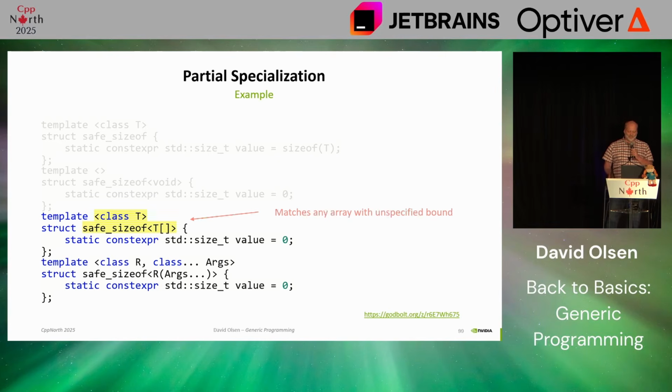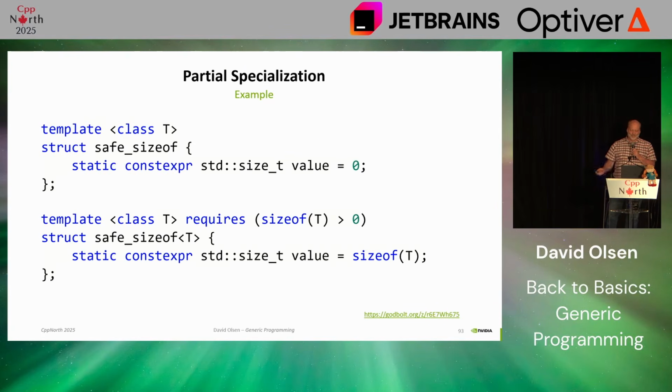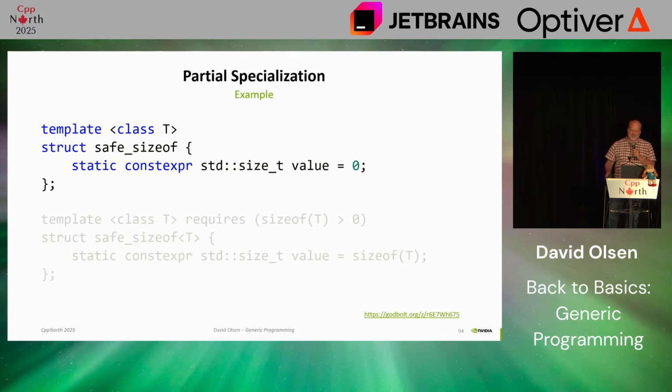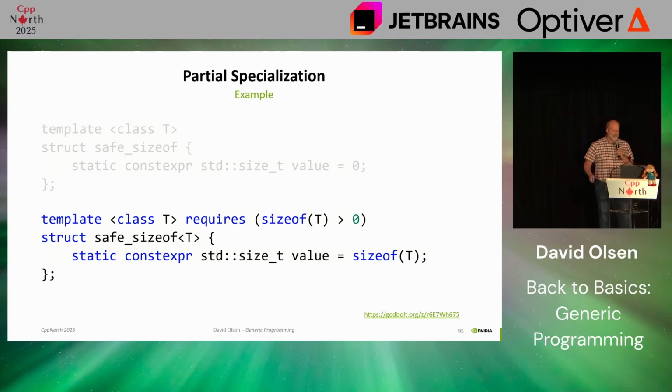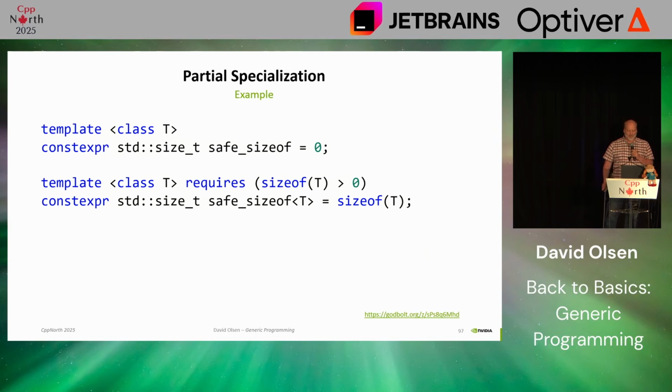Add 2 partial specializations. The first matches unbounded arrays, the second matches function types. This handles most cases, but not all. This is not a good design, so flip things around. The main template handles all the problematic cases. The partial specialization handles all the normal cases. This safe_sizeof works correctly, but it's better written as a variable template than a class template.